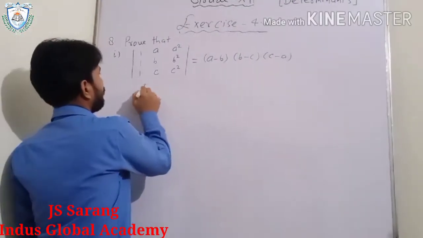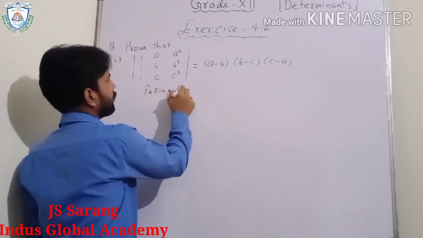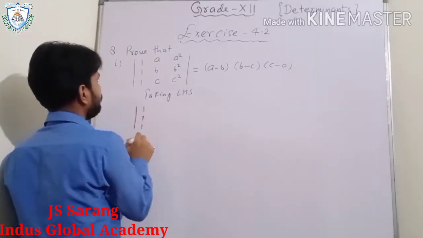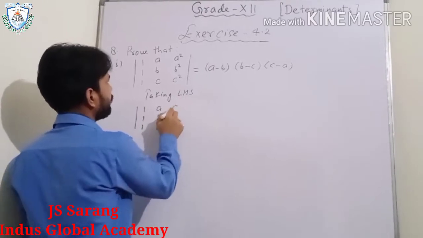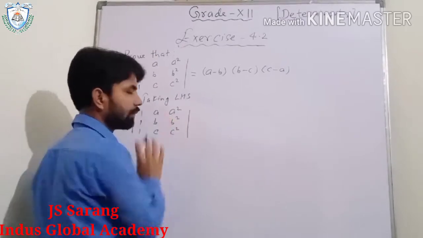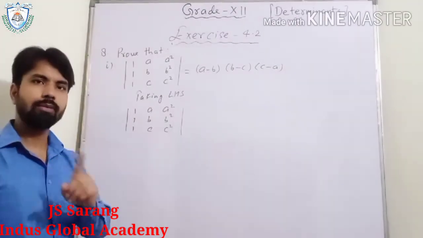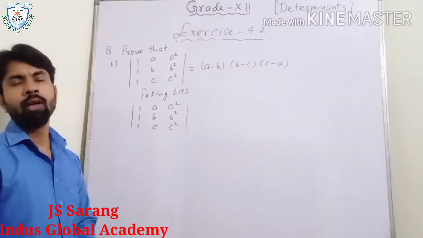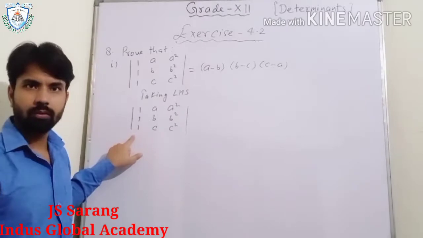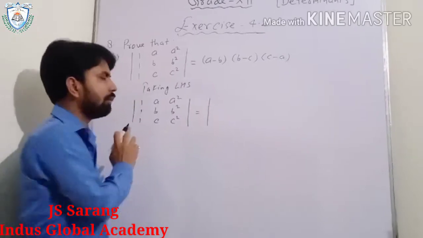So see, taking left hand side. The left hand side is 1, 1, 1, A, B, C, A square, B square and C square. Clear? Now see, here all the elements of first column are 1. Clear? So what we have to do? We will try to make most of the elements of this column 0. So how can we make most of the elements of this column 0?